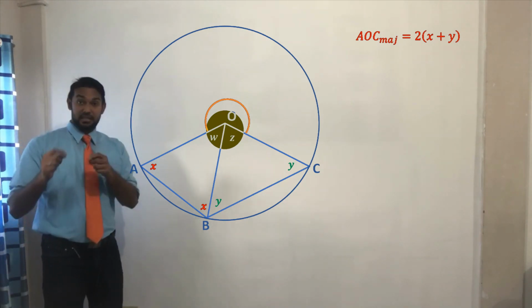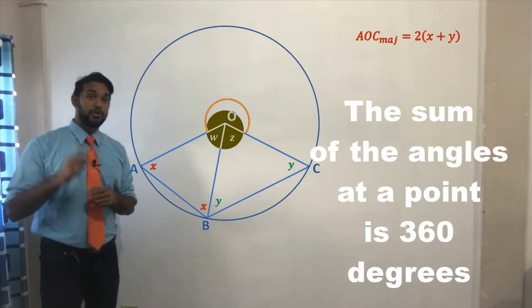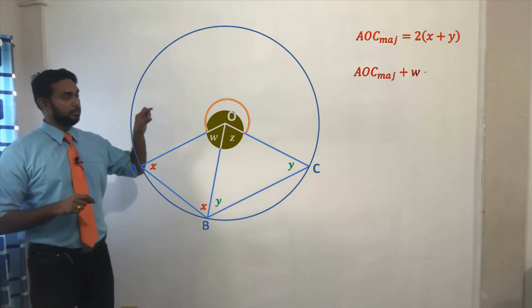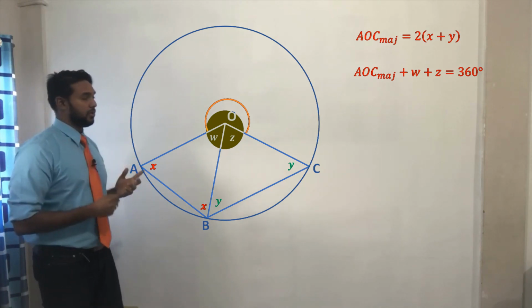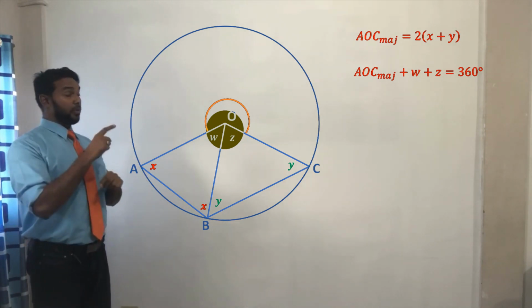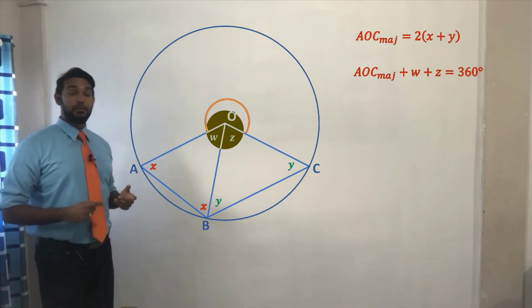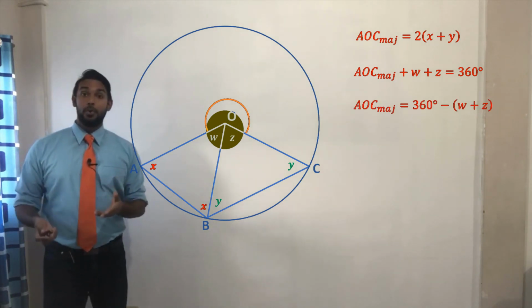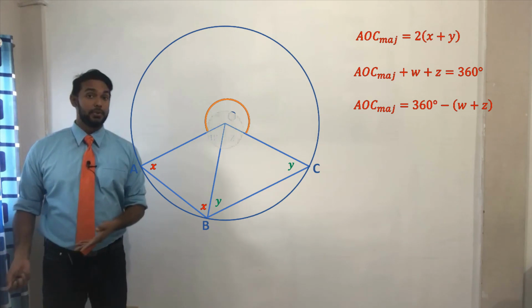And the angles, the sum of the angles at the point is 360 degrees. So let's get that equation. AOC major plus W plus Z is 360 degrees. So if you want to find AOC major, guess what you're going to have to do? Subtract W and Z from 360. So now we need equations or relationships for W and Z.